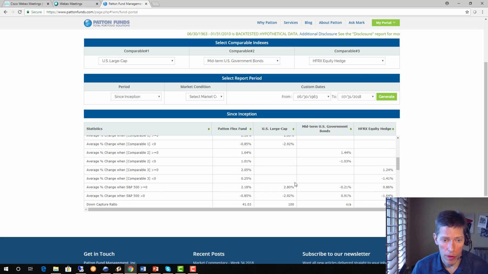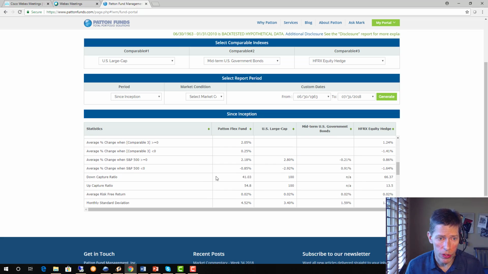Let's scroll down here for a second. And this is a pretty interesting stat. This shows the average percent change on a monthly basis when the S&P is up. So we take those 73 months when the S&P has moved higher, and you'll see that the S&P averaged a gain of positive 2.80%. You'll see that we averaged a gain in our flex of 2.18%. So we underperformed some during the up months.